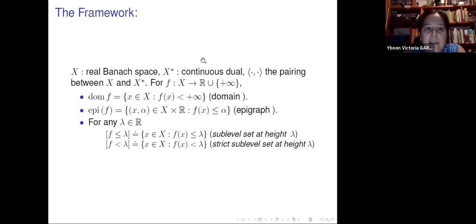So let me fix the framework first. Normally X will be a Banach space, X star the continuous dual, and we have the duality pairing. For a function f, we have, as usual, the domain of f, the epigraph of f, and also the sublevel sets at height lambda and the strict sublevel set at height lambda. This is important because we will talk about convex functions and quasi-convex functions, so we need that.